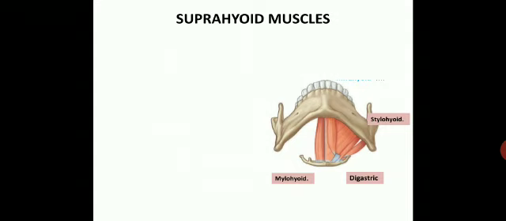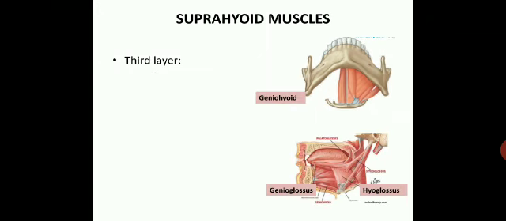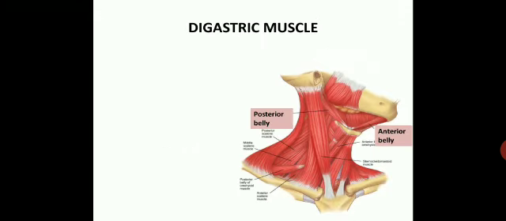So, there are 4 different layers. The first layer includes the digastric and the stylohyoid. The second layer includes the mylohyoid muscle. The third layer includes geniohyoid and the hyoglossus. The fourth layer includes genioglossus. So we will discuss one by one all these muscles under the origin, insertion, nerve supply and action.